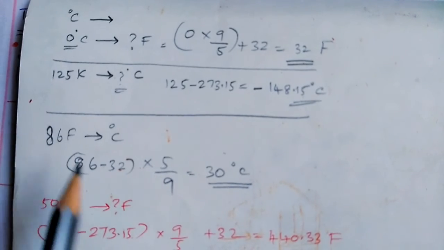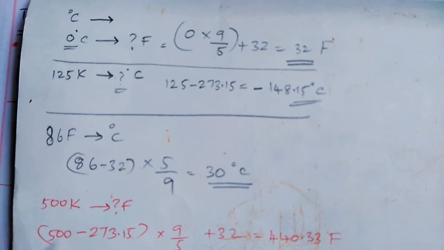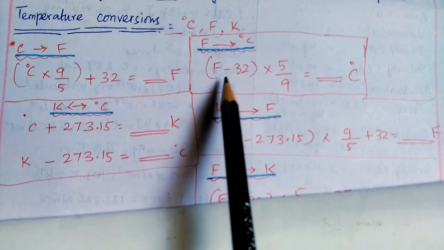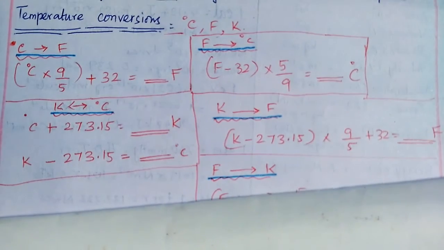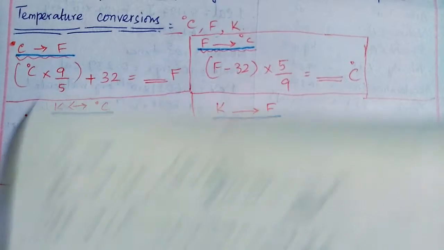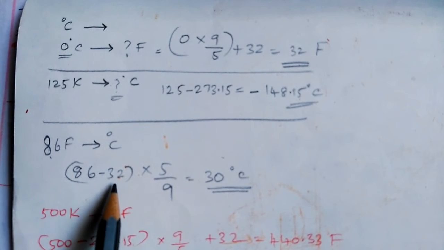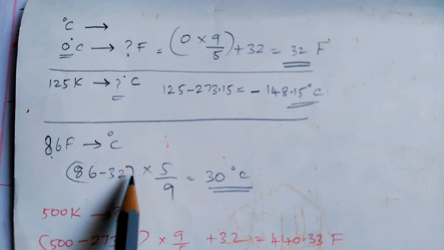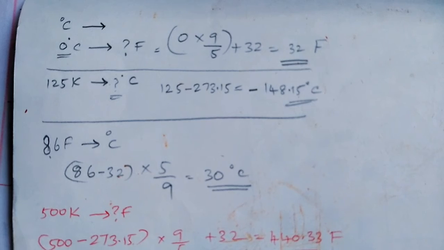Okay, so next we have 86 Fahrenheit. How to convert this into degree Celsius? So Fahrenheit into degree Celsius, we know the formula: Fahrenheit minus 32 into 5 by 9. So instead of Fahrenheit we have to substitute the value of 86. So 86 minus 32 into 5 by 9. First we have to simplify the value within the bracket, then that should be multiplied by 5, then divided by 9. We will be getting 30 degrees Celsius.